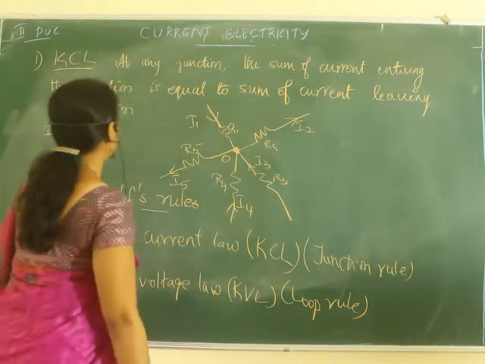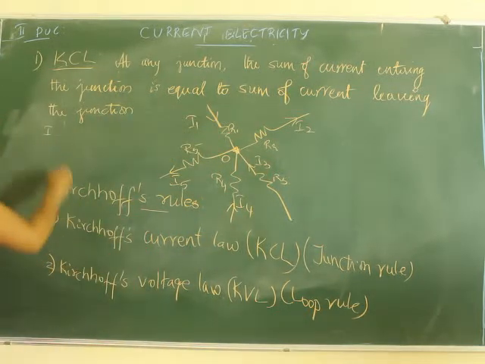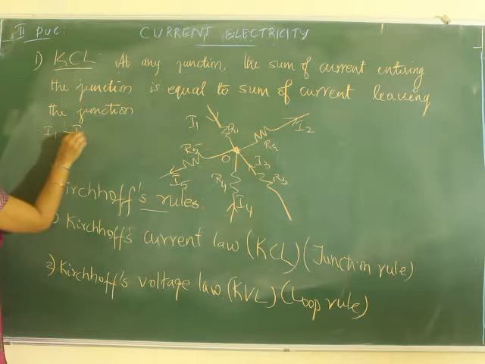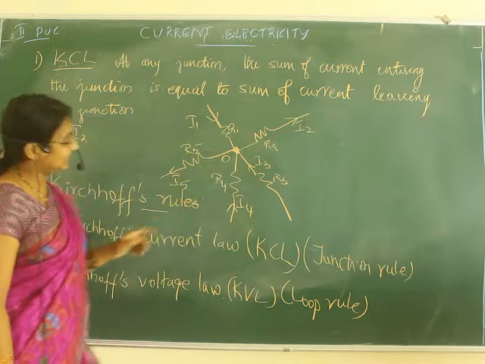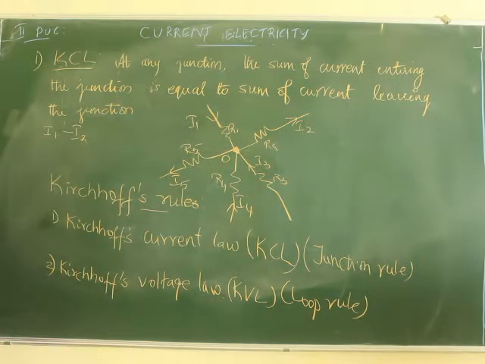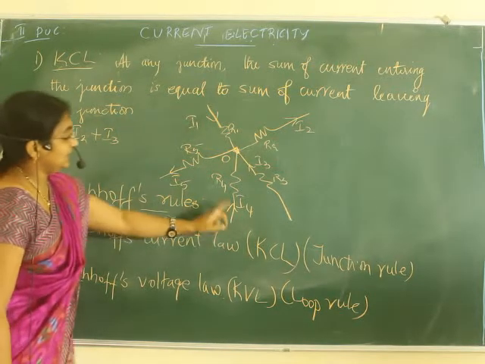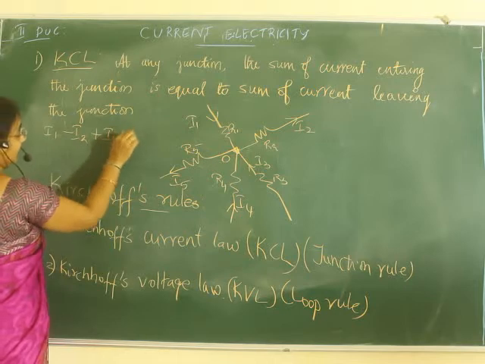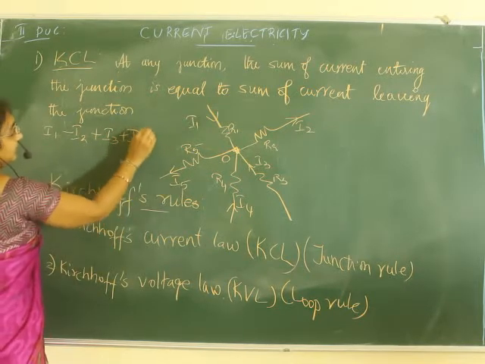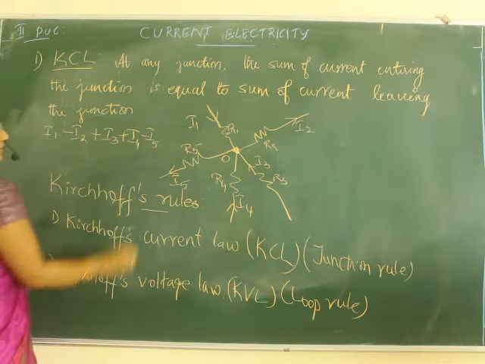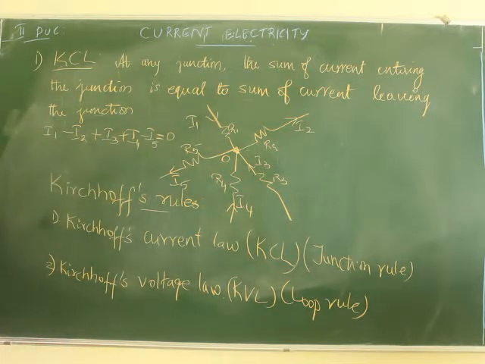I1, incoming towards the junction O. So, I will take it as plus I1. I2, it is leaving the junction. So, minus I2. This is entering the junction, correct? So, I will take it as plus I3. This one is entering the junction, so I will take plus I4. This one leaving the junction, so minus I5. This is equal to 0.